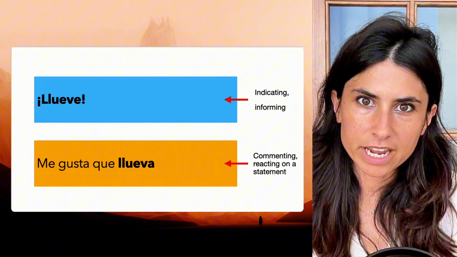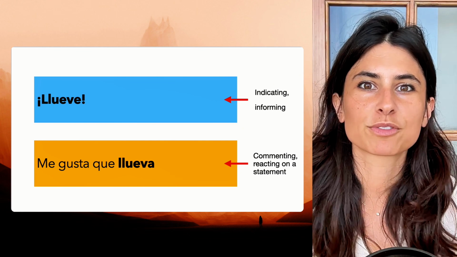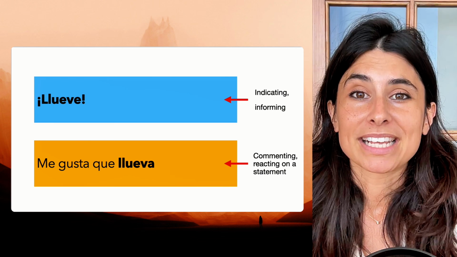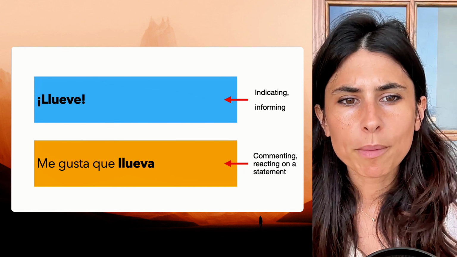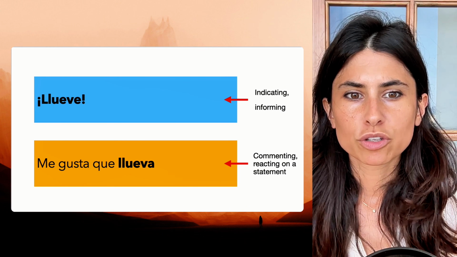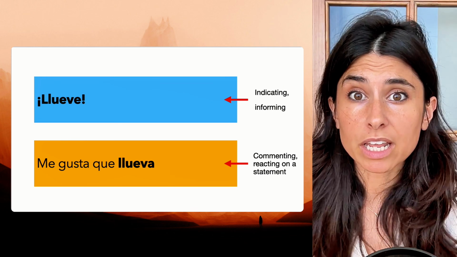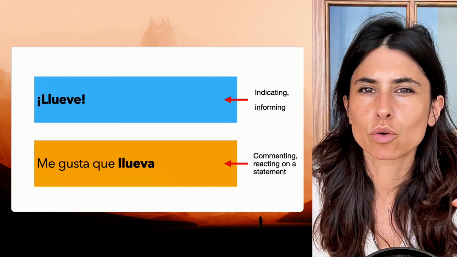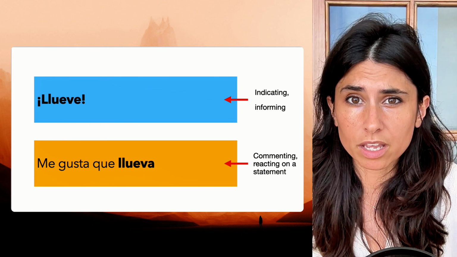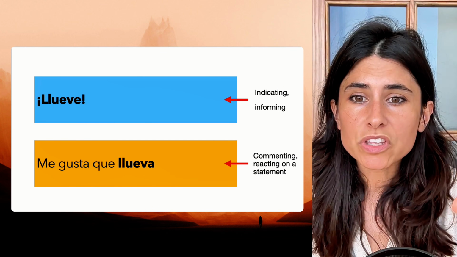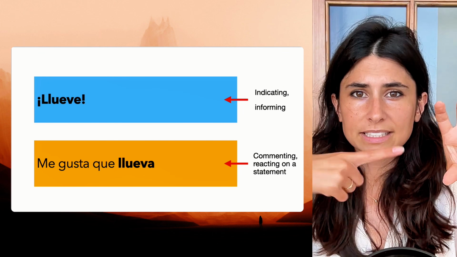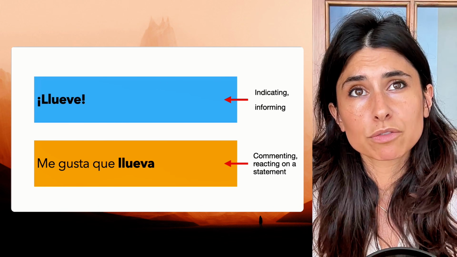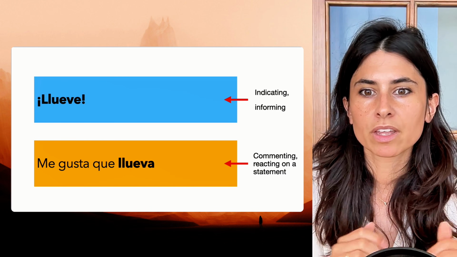Llueve. It rains. I'm informing about a fact that it's raining, even though it's not raining. But then I say, me gusta que llueva. I'm commenting, I'm reacting to the fact that it's raining. It's raining, so it's true, it's real. So it's not that a subjuntivo indicates non-facts or something that is not true, because it might be true that it's raining. But what I'm saying with this sentence is that I'm reacting to the fact that it rains. Okay? I'm not informing that it rains. If I wanted to inform that it rains, I would say, hey, llueve. Okay?